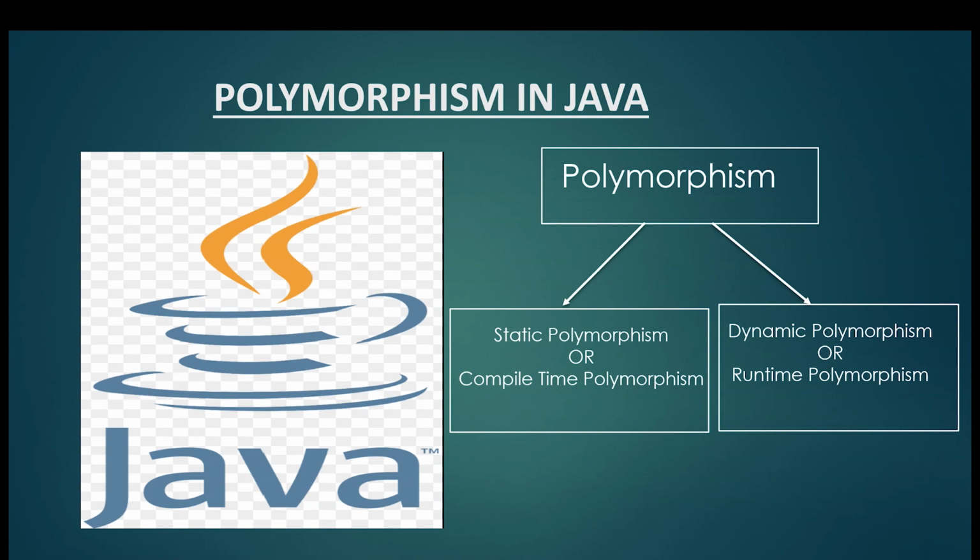So let's have a look at some of the theoretical part about polymorphism in Java. Then we'll see the static and dynamic polymorphism separately, and also we'll see some coding where we will implement static and dynamic polymorphism in Java. Okay, so let's see some of the theoretical part about polymorphism in Java.